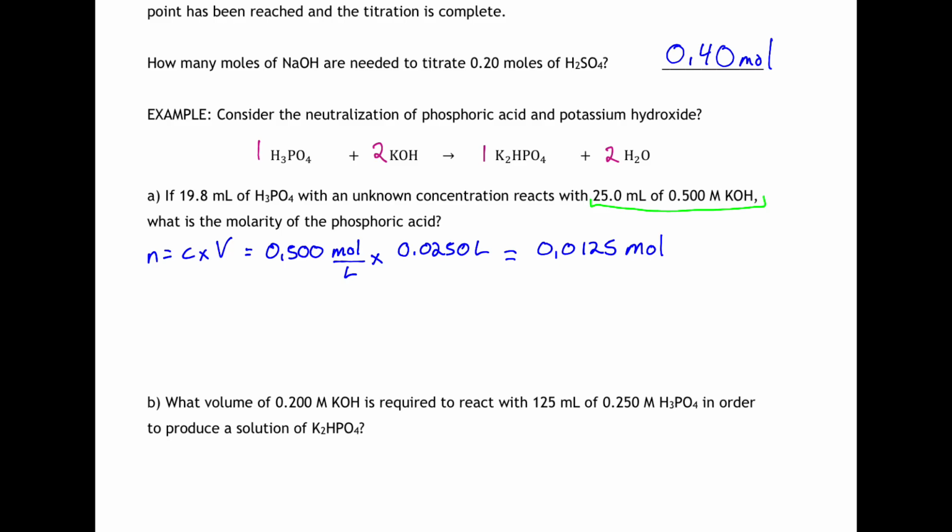Okay. So before I go past this, we're going to do one more math here. This is moles of the KOH, right? And I want to get moles of the phosphoric acid. How much do I need to do here? Do I need the same amount of moles? Twice as many moles?